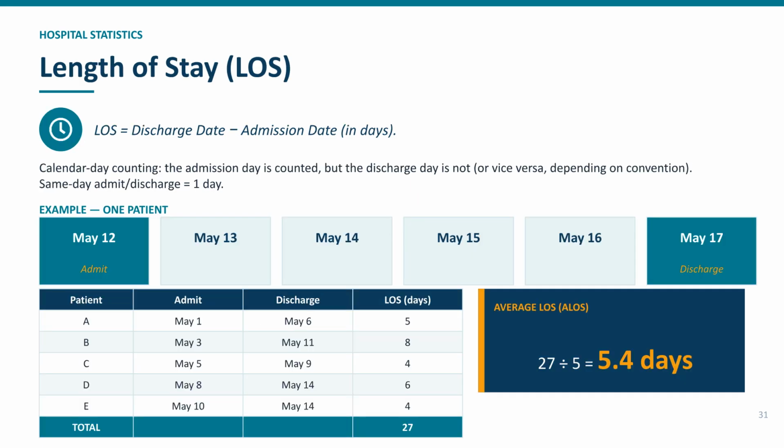Length of stay, or LOS, is calculated by subtracting the admission date from the discharge date. Conventions for counting days vary, but typically include the admission day. In this example, the patient was admitted May 12th and discharged May 17th. With a total stay of 27 days across 5 patients, the average LOS is 5.4 days.